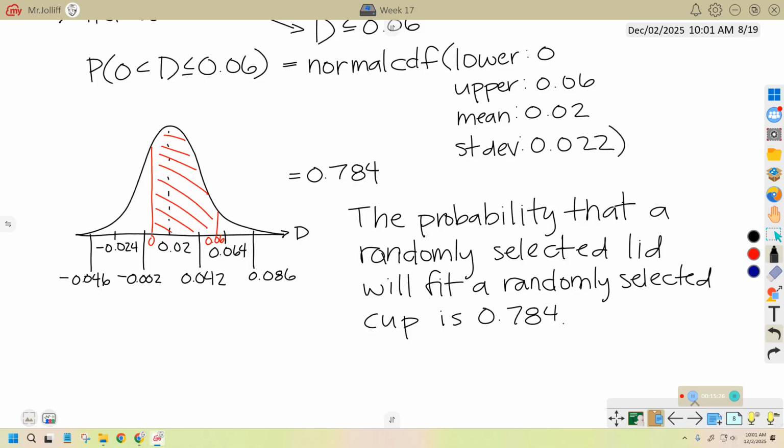As the owner of this business who is selling sodas in cups with lids, am I happy with that percentage? No. That's almost a quarter failure rate, right? 1 out of 4 is not going to fit. That's not great odds. So I may want to start purchasing lids that have a smaller standard deviation, that are more consistent in size. Good. Questions on that last example?